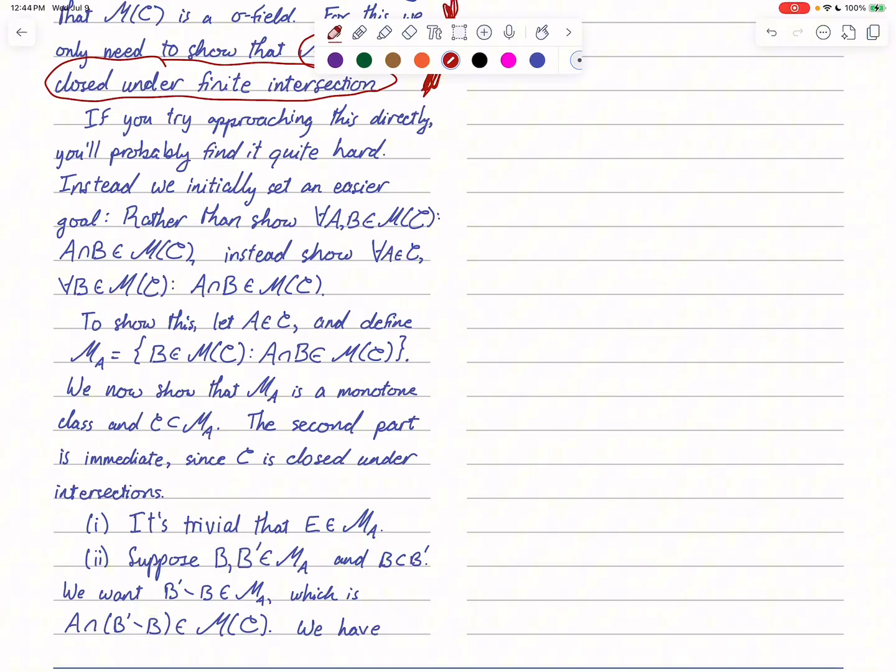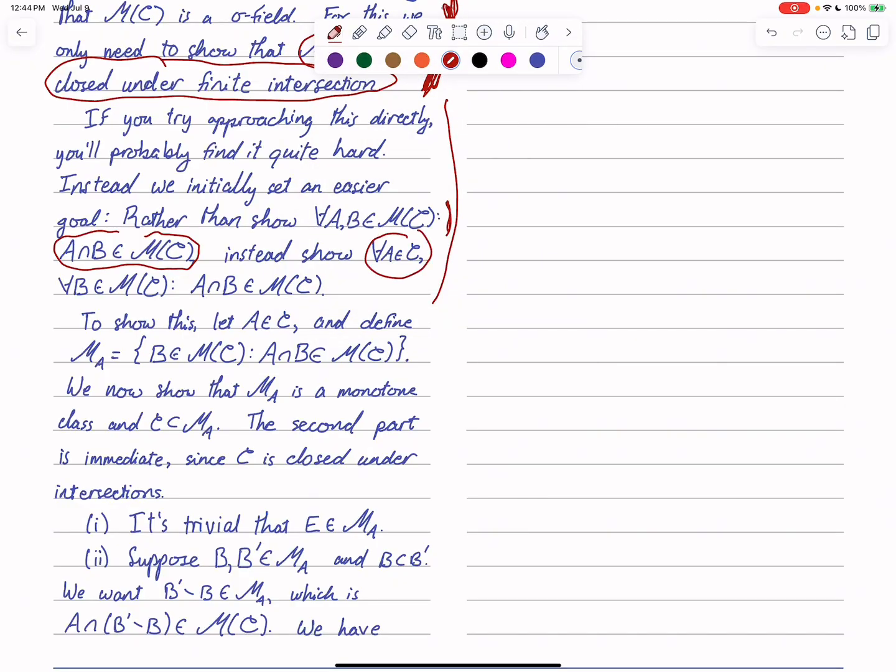Now, having said that, maybe I've made it sound like this is going to be easy. Well, even with this strategy, it's still not going to be especially easy. If you try to do it yourself, you'll probably find that proving closure under finite intersection is quite hard. And so we are going to approach this in smaller, more manageable stages. So rather than trying to show that any two things in the monotone class have their intersection in the monotone class, instead, we'll take a more restricted assumption.